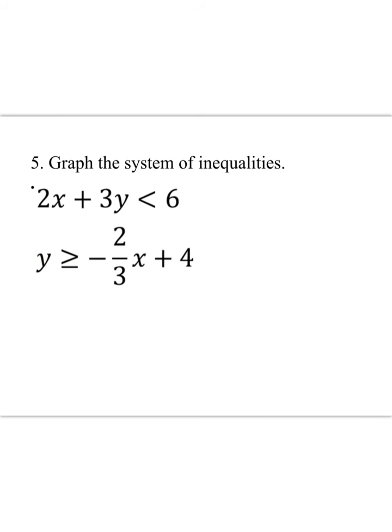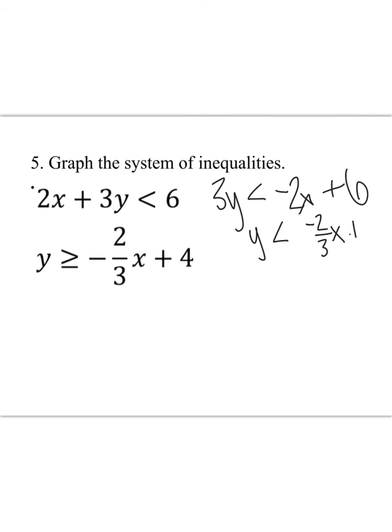Okay, I want to go over one more example and then we'll be done with this video. So graph this system. Well, I'm going to put the first inequality in slope-intercept form. So I'll get y is less than negative 2x plus 6 divided by 3. I get y is less than negative 2/3 x plus 2.